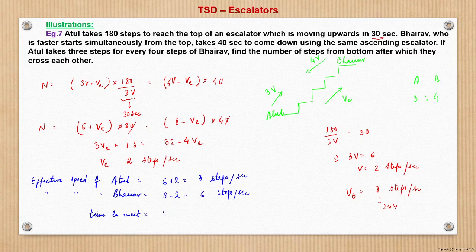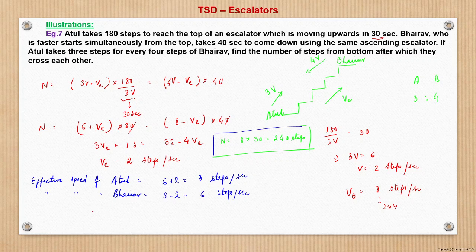And we can find n also here. What is the value of n? That we'll substitute ve here. So n will be what? (3v plus ve) which is (6 plus 2) into 30, 8 into 30, which is 240, 240 steps, right? This also we have obtained. So now, we did not even find out time directly, because we know the concepts of relative motion. So nothing much to drag upon.